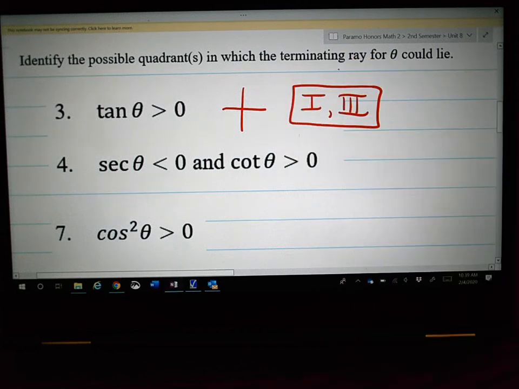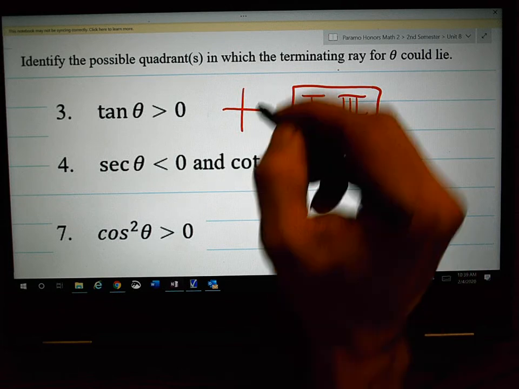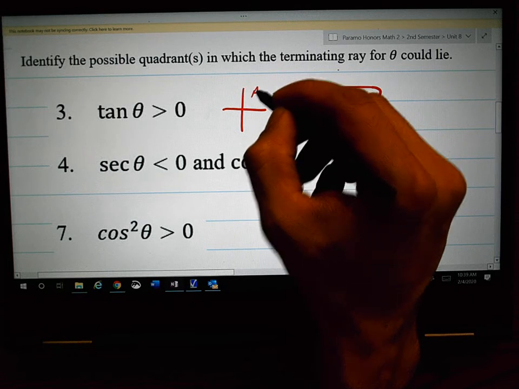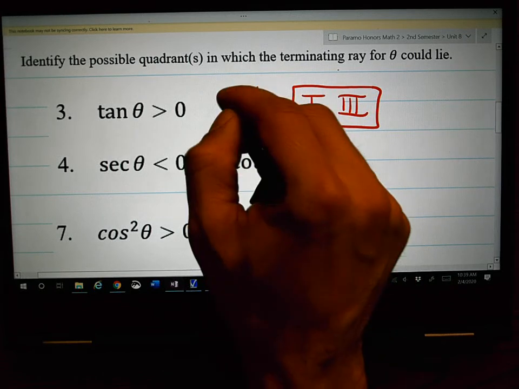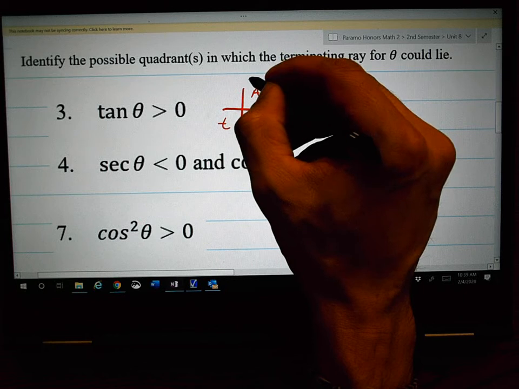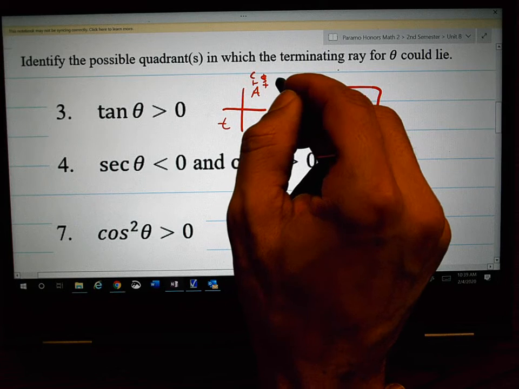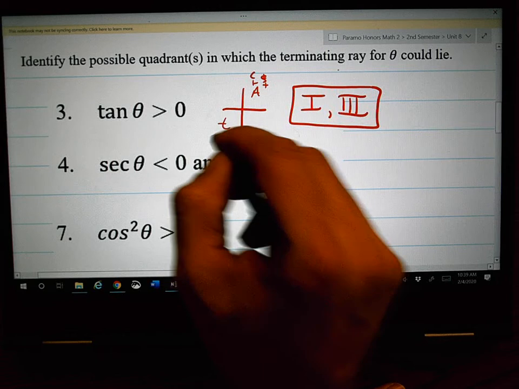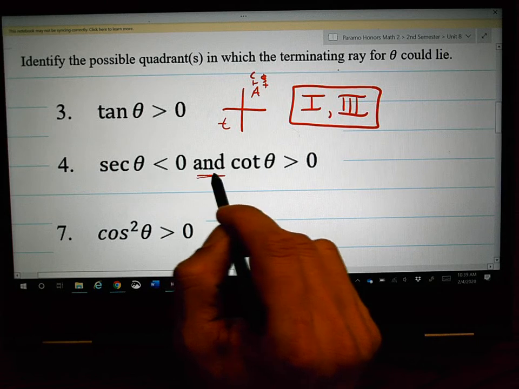Show of hands. How many of you got quadrants 1 and 3? Raise your hand, please. Ooh, good. Exactly. Tangent is positive in quadrant 1. All of them are positive. Tangent is positive also in quadrant 3. All students take calculus. That's one way to do it. Or you could say, since the cosine is positive and the sine is positive, the positive divided by a positive is a positive. That's 1. And then a negative divided by a negative is a positive, is 3.